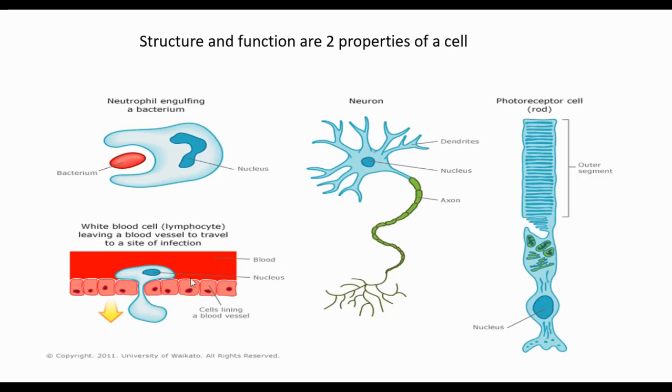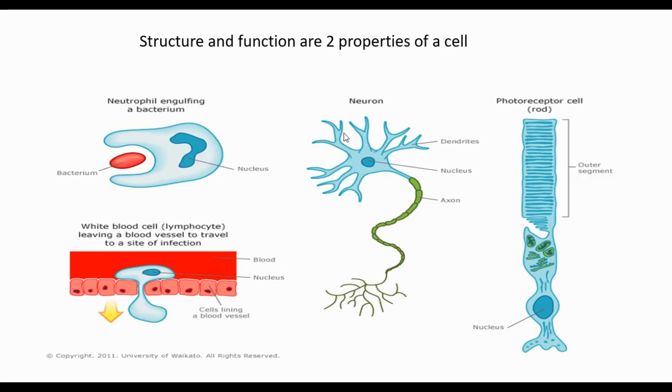I just told you that a cell has two different properties, morphology or structure, and of course the function. For example, if we discuss a neutrophil, which is a cell of the immune system, it has a certain structure which is different than that of the neuron, different than that of the photoreceptor cell. The neutrophil, which is part of the immune system of the host, has a certain shape and also a certain function, which is, as we can see, the engulfment of a foreign substance such as a bacterium that gets into the body of the host.